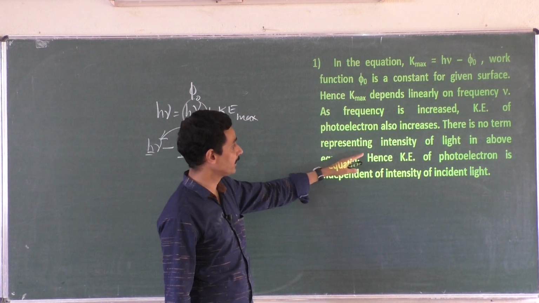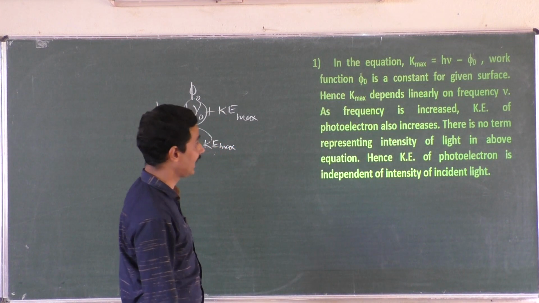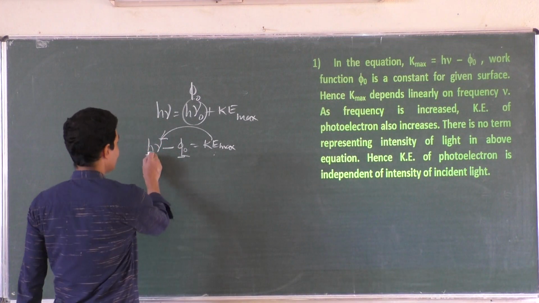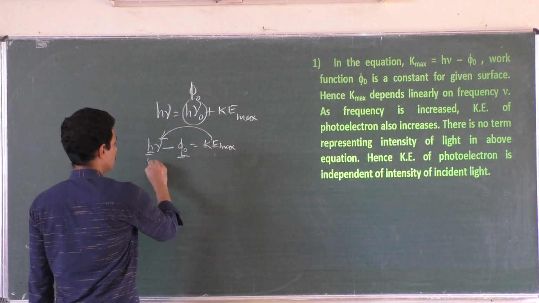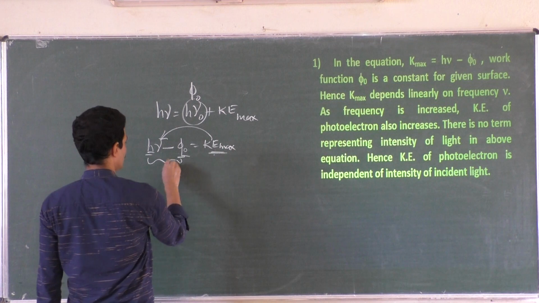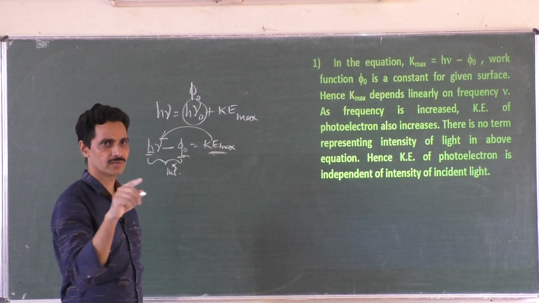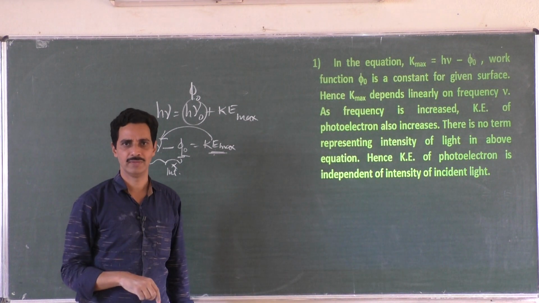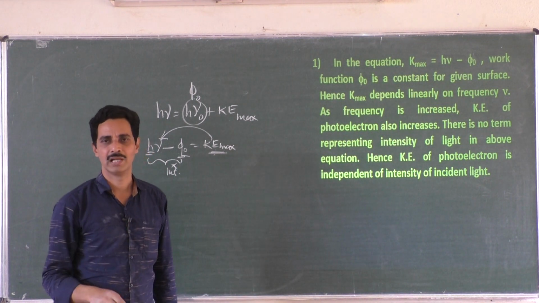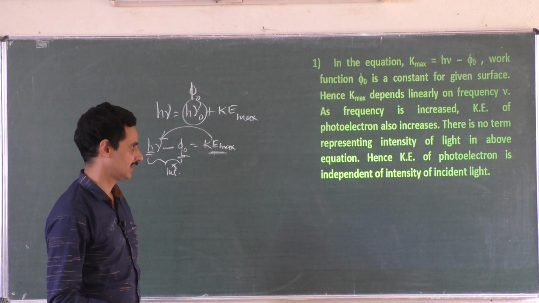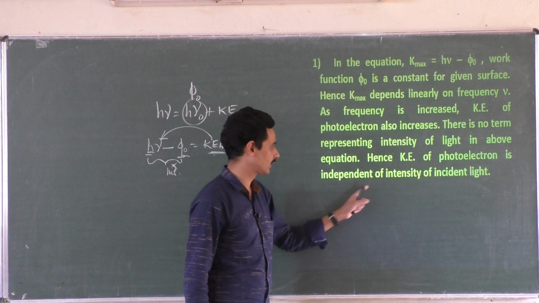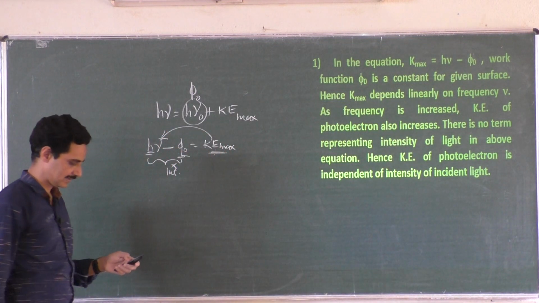There is no term representing the intensity of light in the above equation. Do you get an intensity anywhere? No. So in the kinetic energy equation, there is no intensity. So the kinetic energy of photoelectrons, the money that you remain with, doesn't depend on the intensity of incident radiation. So the kinetic energy of photoelectrons is independent of intensity.